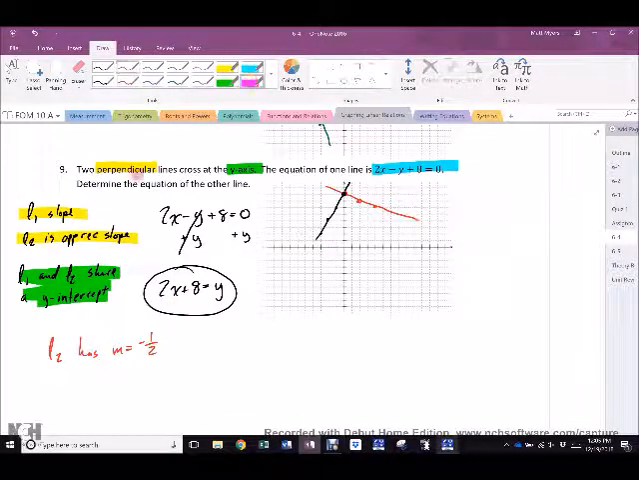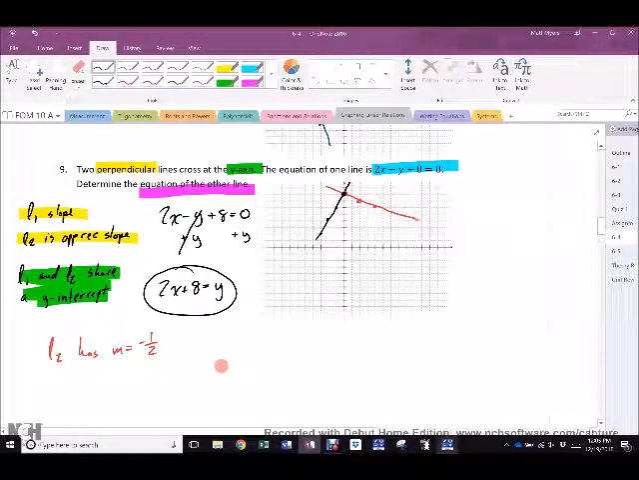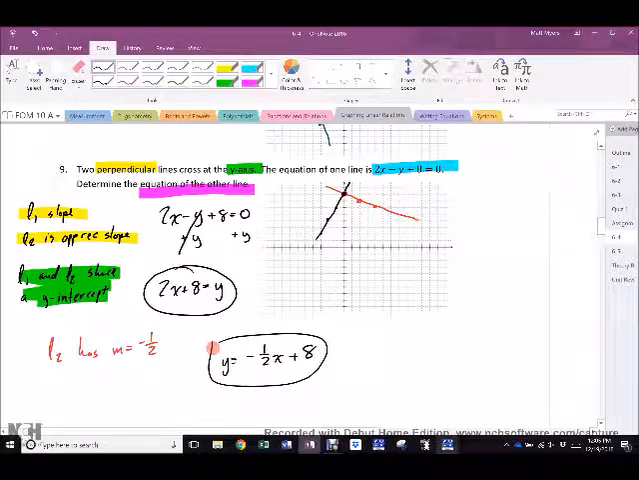Now, I have a y-intercept, I have a slope. So what is the equation of the other line? Y equals negative 1/2 x plus 8, because they shared a y-intercept. Now, there's line 2.